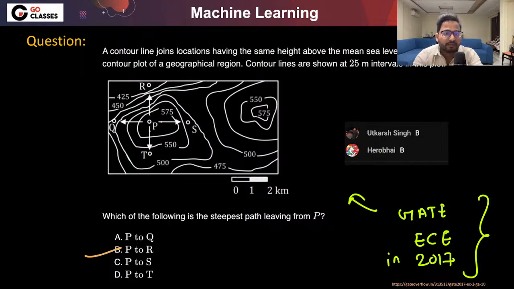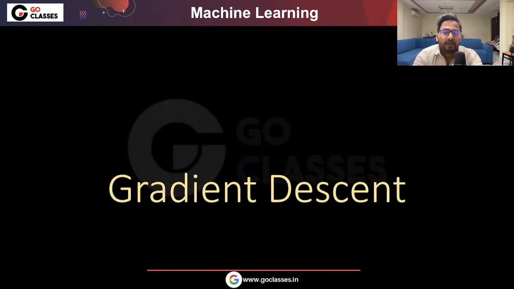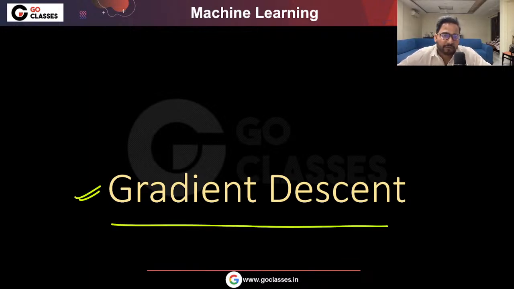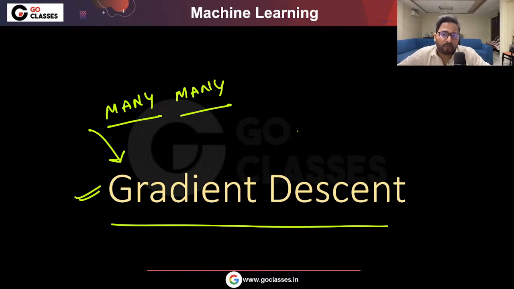Now let's move to the next topic, which is gradient descent. Contours was an easy topic. Here we will see some variations of gradient descent, and also we will solve many questions. And this is one very important topic. I can say we will solve many questions, and I can also say this is one important topic.